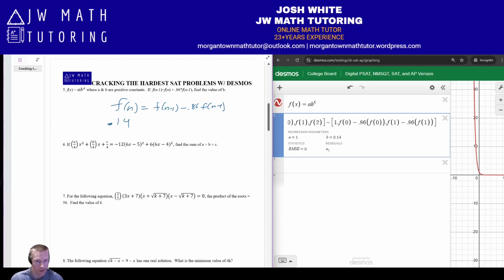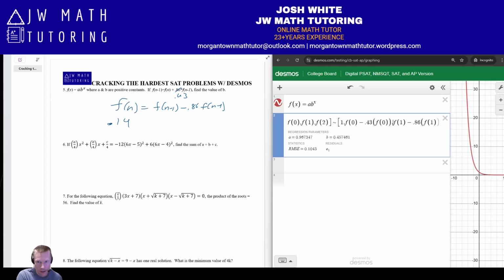All right, and just to show you, let's say in this problem, instead of 0.86, the number was, I don't know, 0.43. So now all you'd have to do is go through, change this to 0.43, change this to 0.43, and same thing, that works, gives you your answer for B.